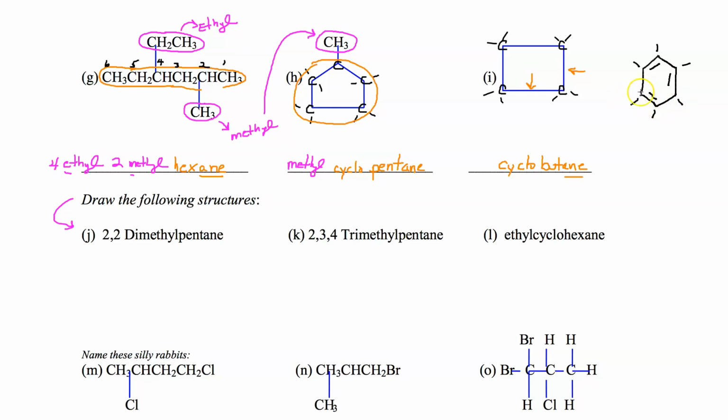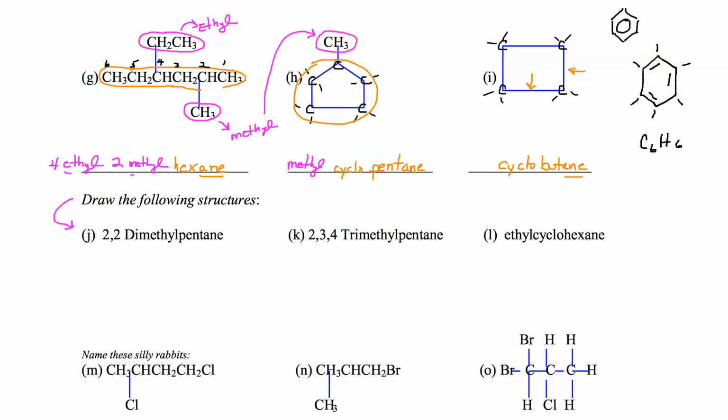Remember, every carbon in every corner is bonded to 3 bonds, so it only has room for one more H. And that's why benzene is C6H6. Remember, there's 6 corners. And it has that resonance. So a lot of times, because of that resonance, they'll draw a benzene with a ring inside to show the delocalization of electrons. Okay, on to J.